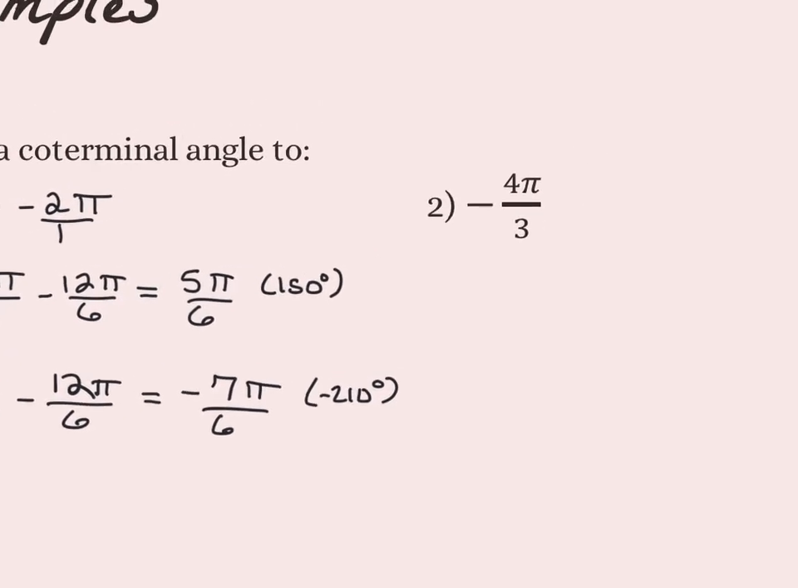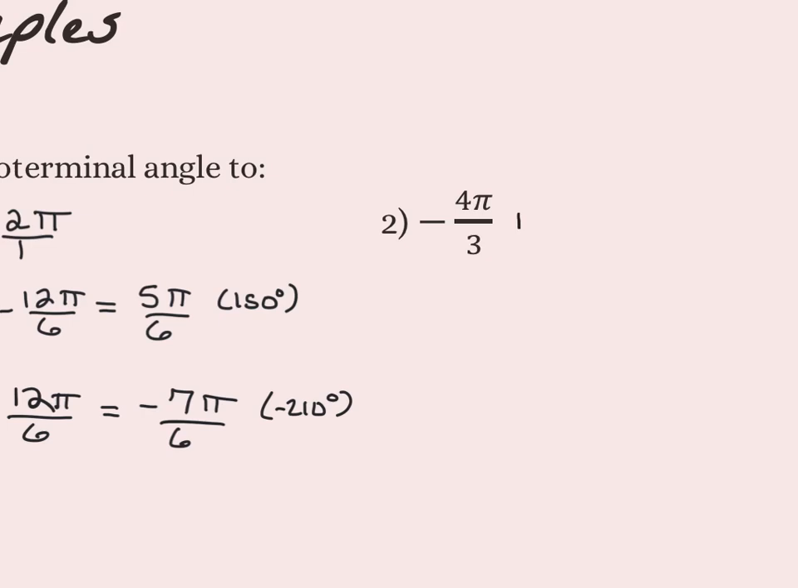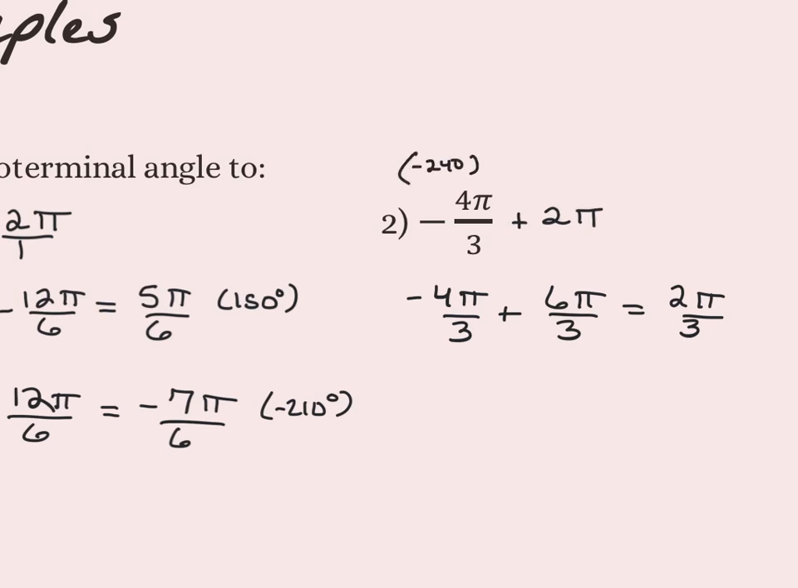Let's try another one. Now, they're giving us a negative angle. So in order to find a positive coterminal angle, I need to add 2 pi. So again, I need to find a common denominator. My common denominator is going to be 3. I'm going to change 2 pi into 6 pi over 3. And now I can add and get 2 pi over 3. This would be my positive coterminal angle. Again, this is negative 240. And then this one is 120.